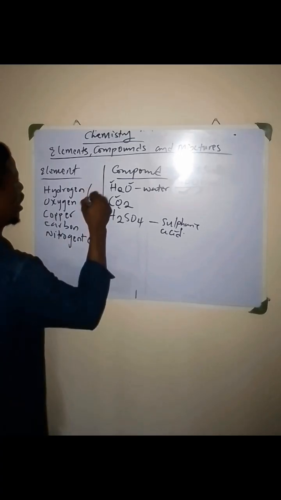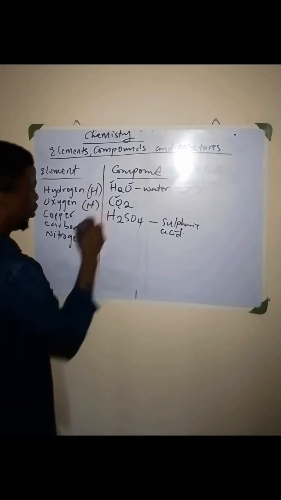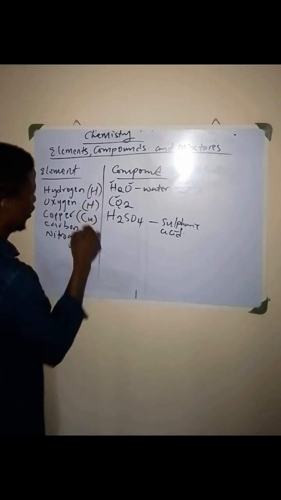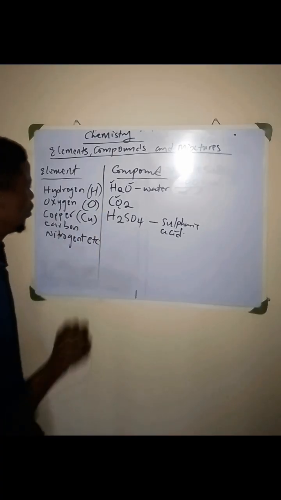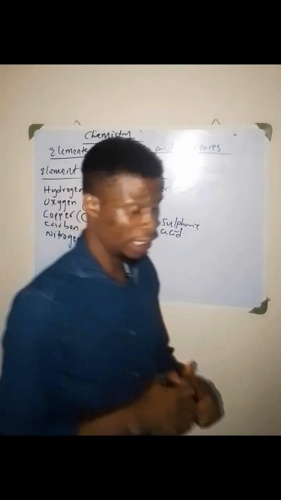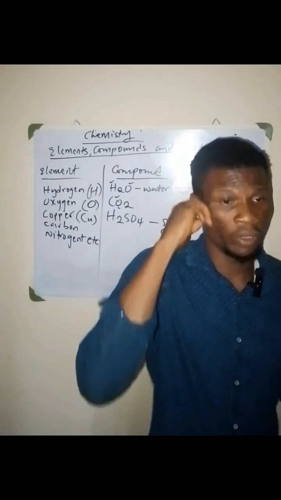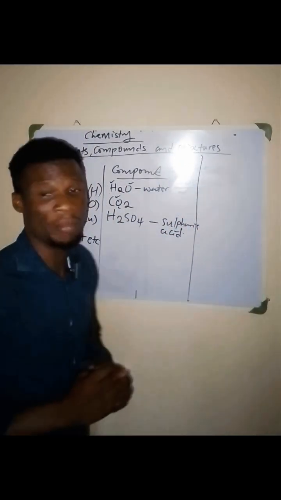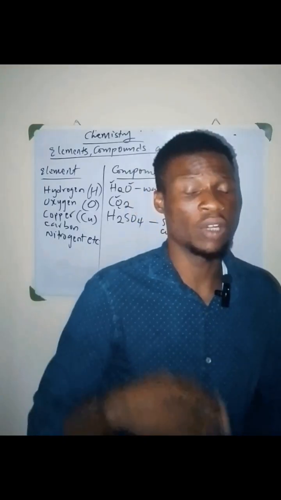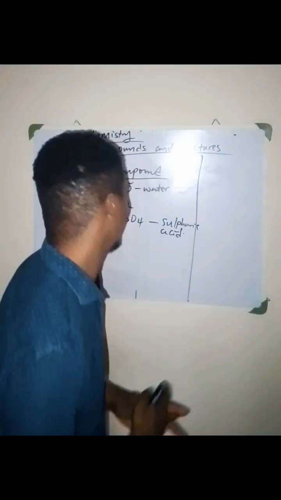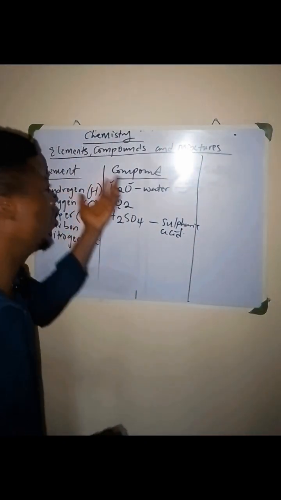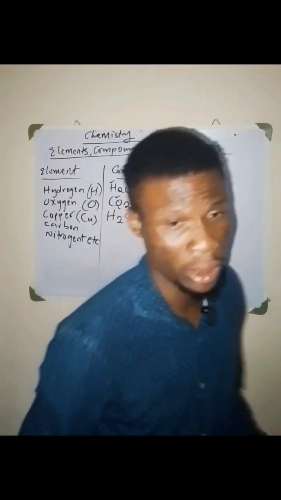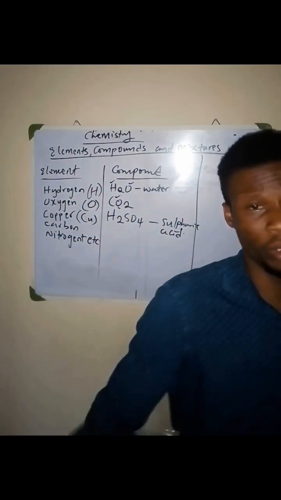So you check for elements here. They are just single elements with single atoms. They cannot be broken down further. But a compound can be broken down by chemical means, not by physical processes. They can only be broken down by chemical processes. So they can undergo different chemical reactions. It can be decomposition, electrolysis, or so on to be broken down.